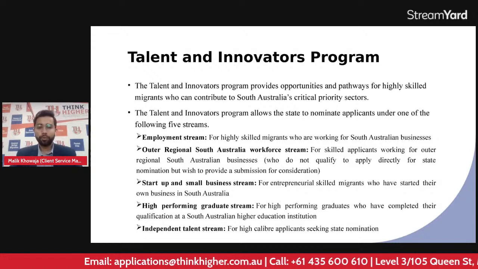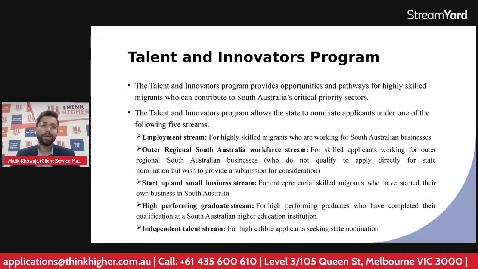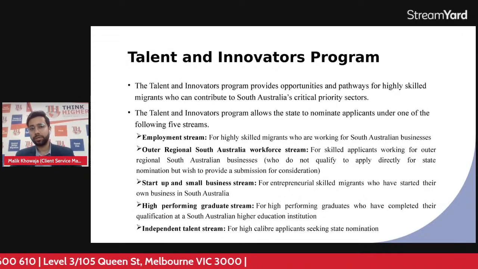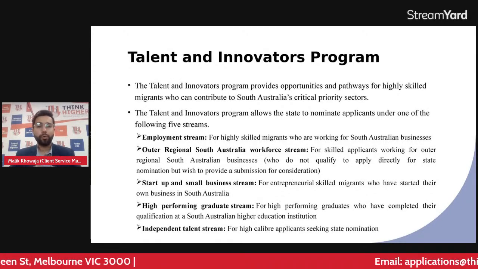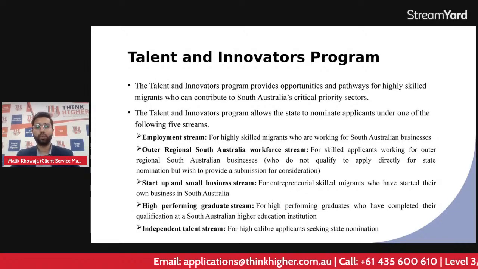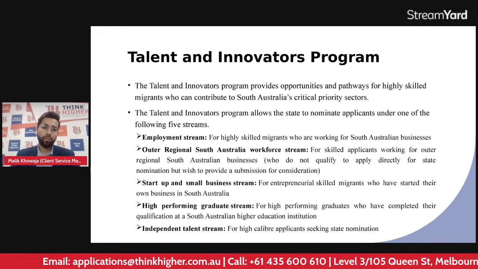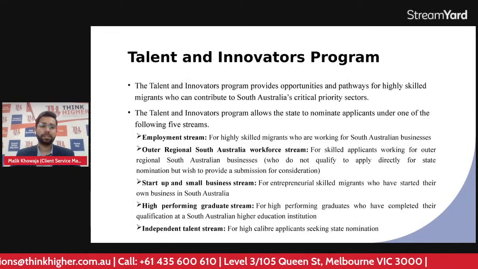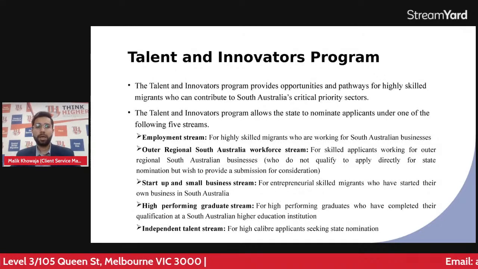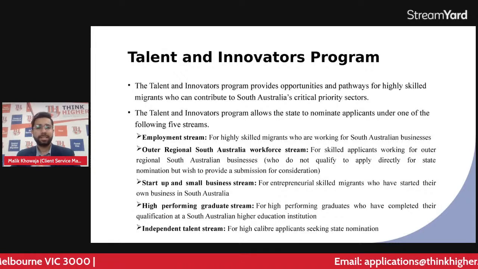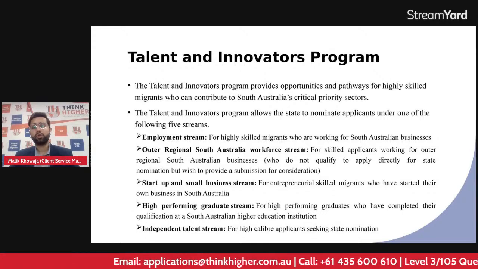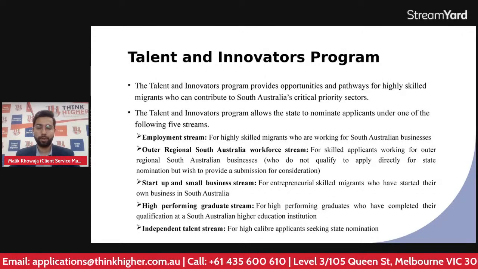The Talent and Innovator Program is a special program that provides applicants or candidates who are either currently living in South Australia, or are offshore or interstate, and want to apply for subclass 491 or subclass 190 GSM visas. However, in order to apply for these visas, they have to meet certain published requirements for South Australia nomination. If they are unable to meet the standard published requirements for South Australia nomination, they can also apply through this Talent and Innovator Program.